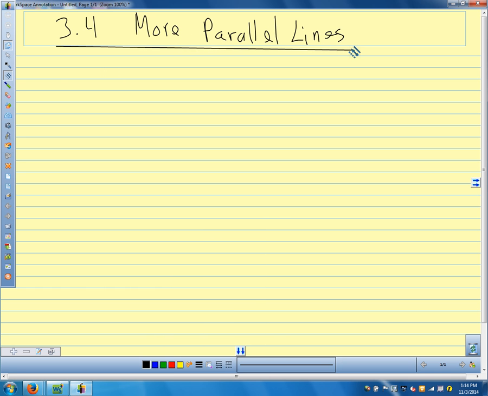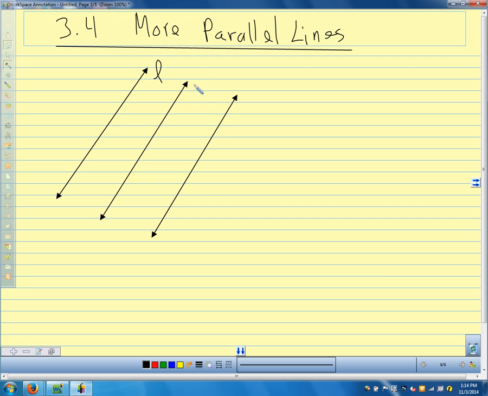All right, so on the bottom left of your graphic organizer, you have a picture that looks like this. And we have, this is line L, this is line M, and this is line N.